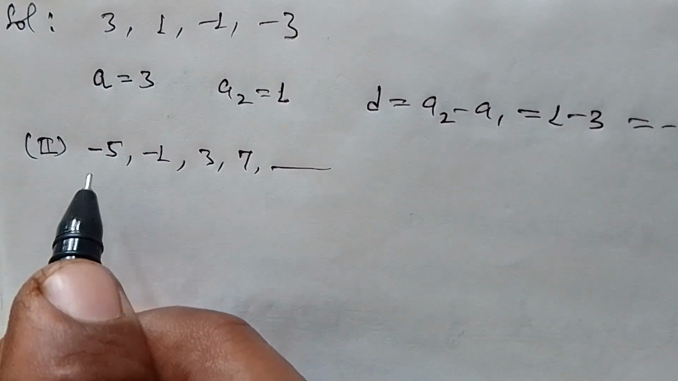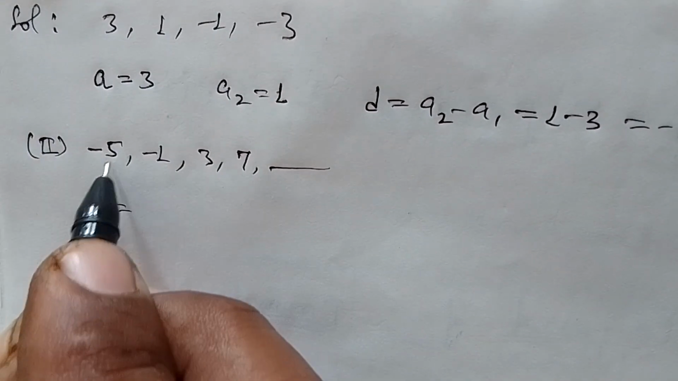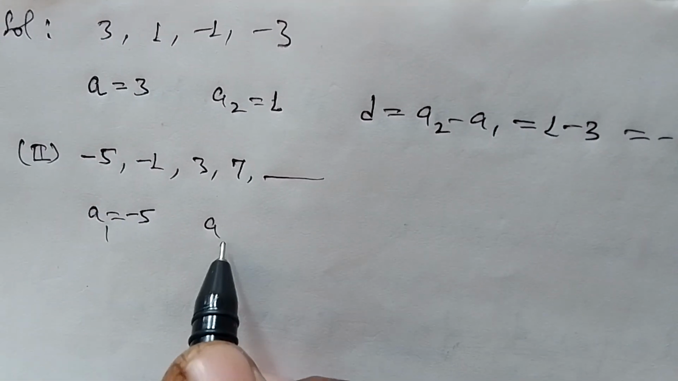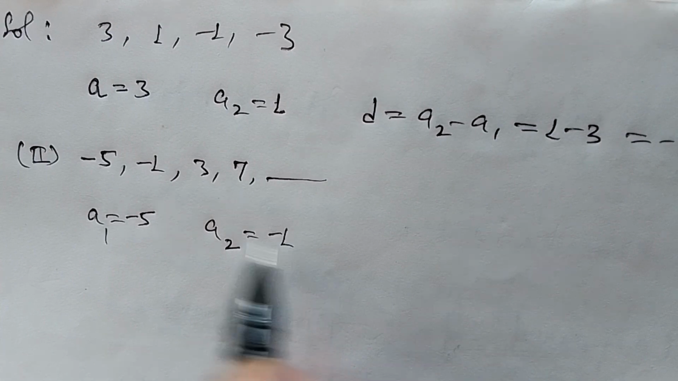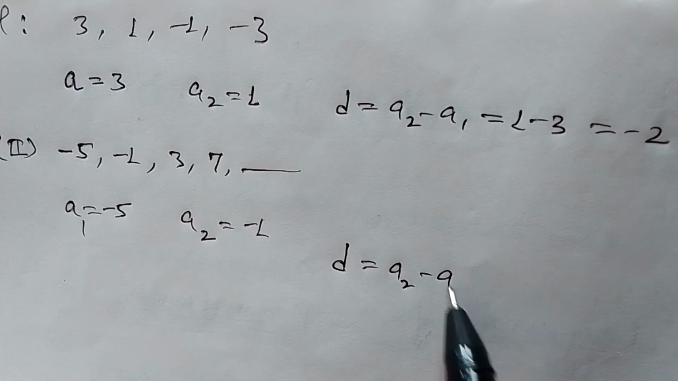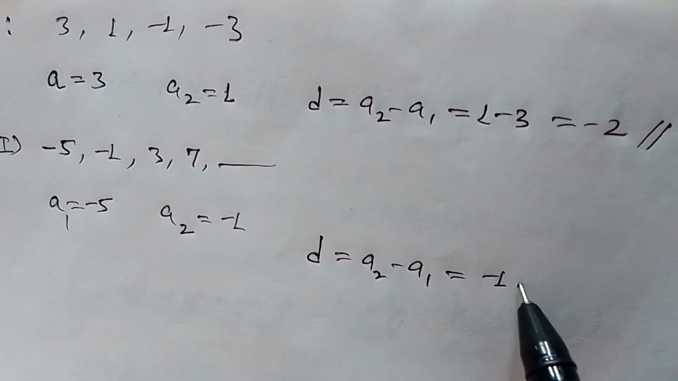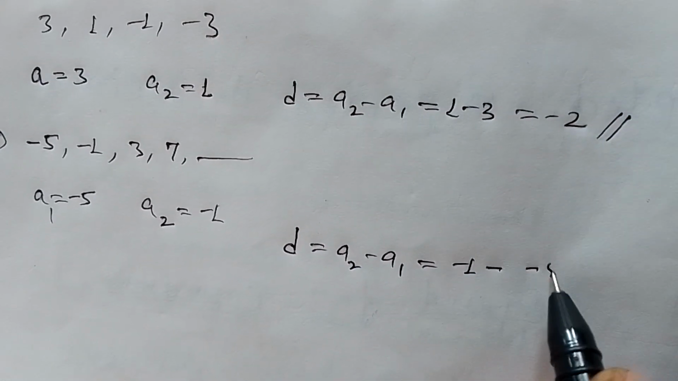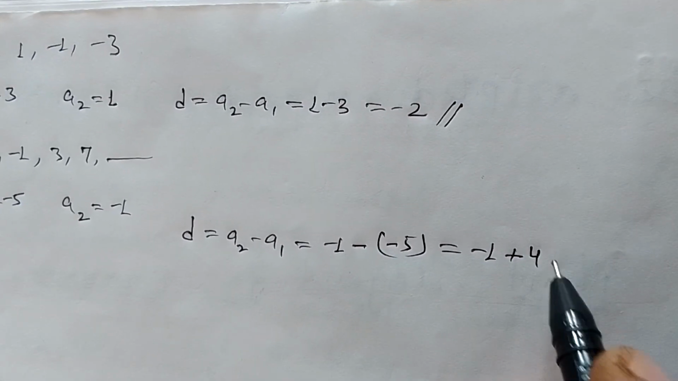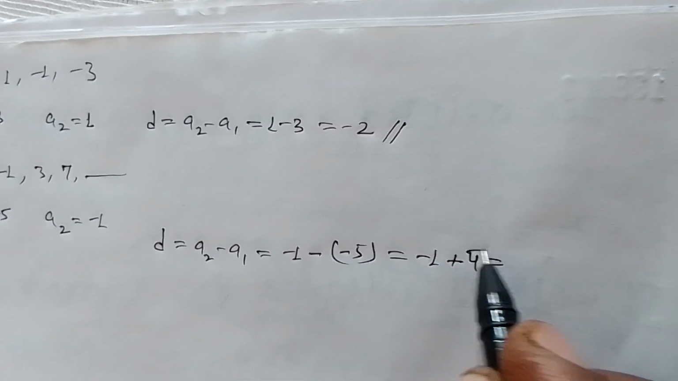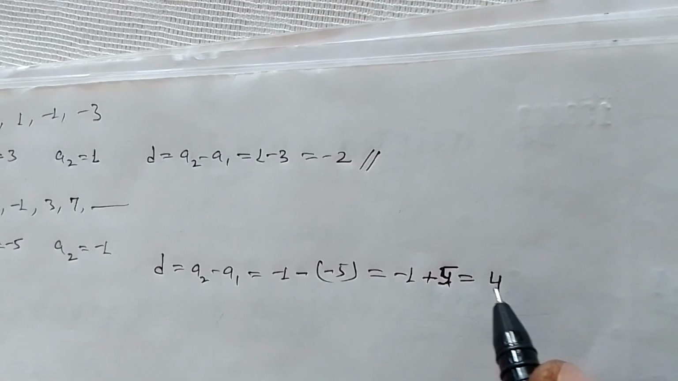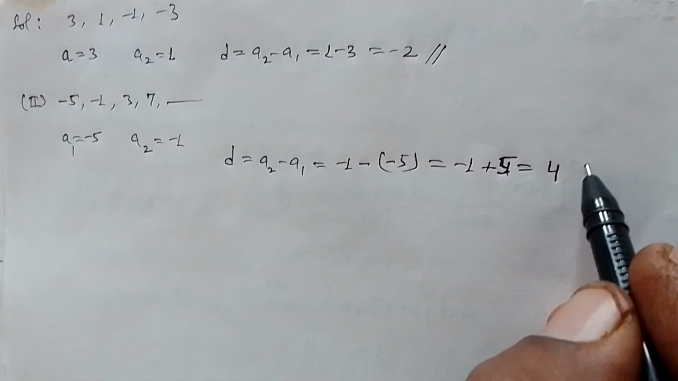and so on. Here A1 is -5, and A2 is -1. So the common difference D is A2 minus A1, that is -1 minus (-5), which comes out to be -1 plus 5, that comes out to be 4. So the answer in this case for the common difference is 4.